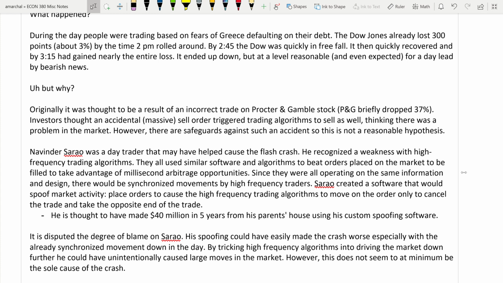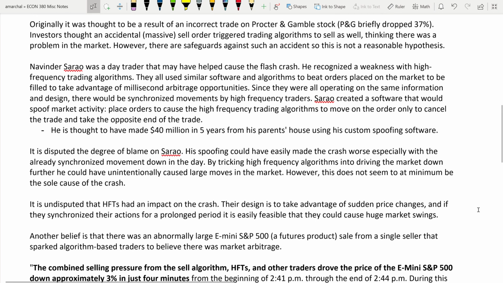And at bare minimum, Sorrell's software alone doesn't seem like it is a plausible explanation for just the absolute free fall that we saw. But this conversation brings up an important point. It is undeniable that high frequency traders had a large impact on the crash because their entire design is to take advantage of sudden price changes, and they instigate them and make these sudden price changes larger.